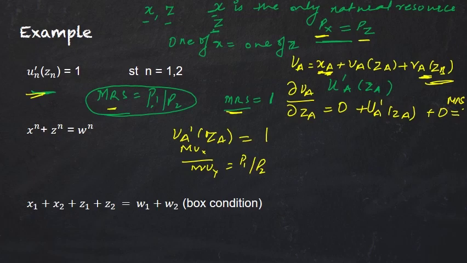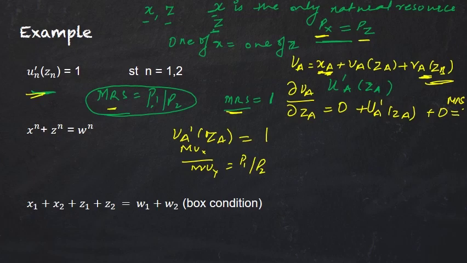Just replace the words. So marginal utility of x upon marginal utility of y is equal to p1 by p2. So my marginal benefit is equal to my marginal cost, plain and simple. Right. And why are we doing this subject to this condition? Because this is our simple box condition.